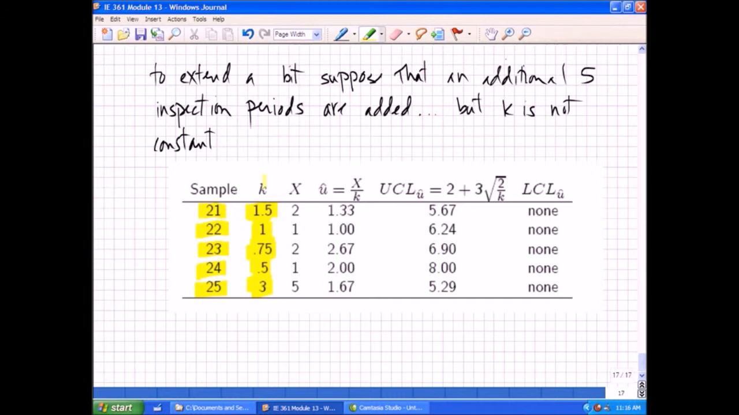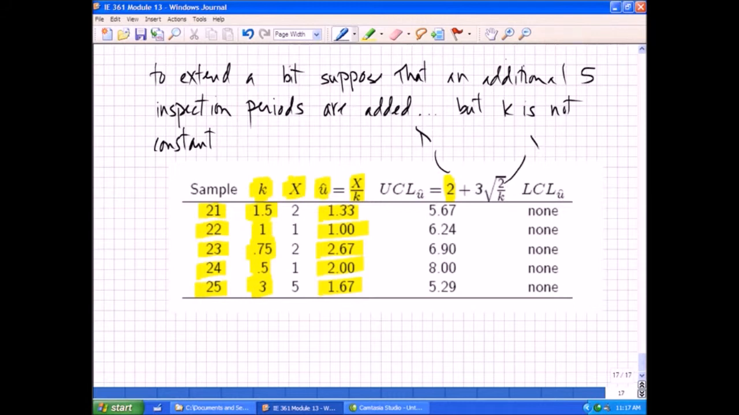So with these values of k, let's imagine that I get those counts, 2, 1, 2, 1, 5, and turn them into u hats by dividing x's by k's. So I get these values for u hats. Now, what do I use for control limits for samples 21 through 25? This thing is my lambda.